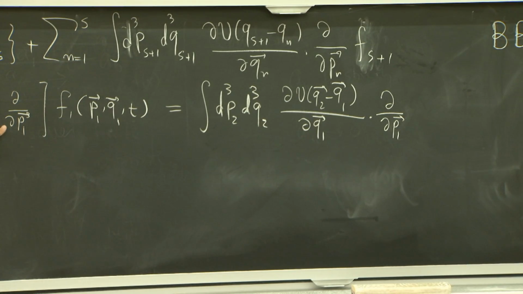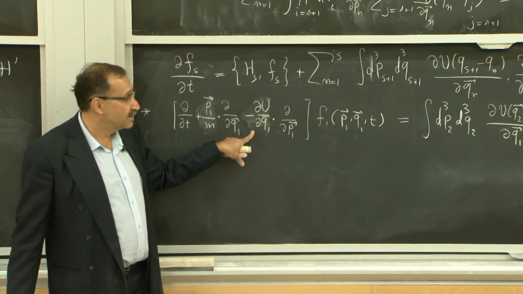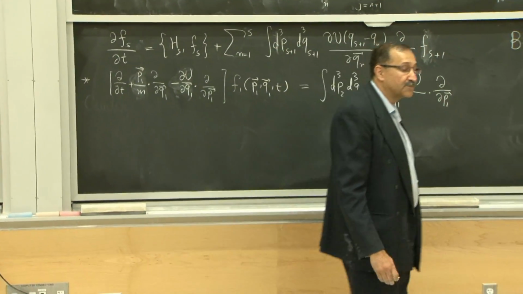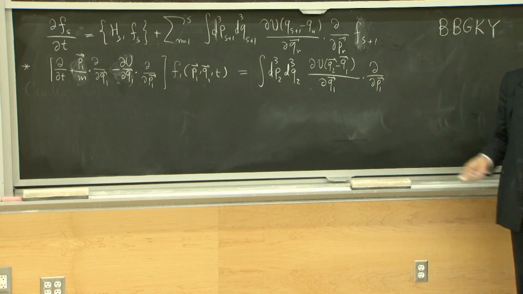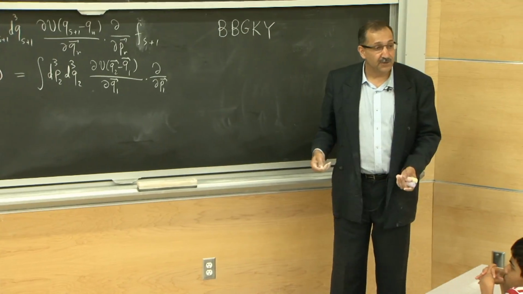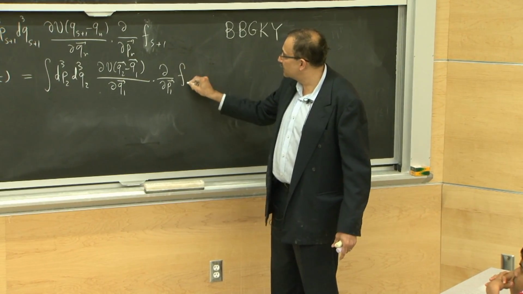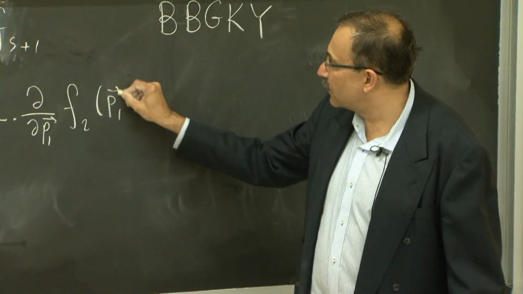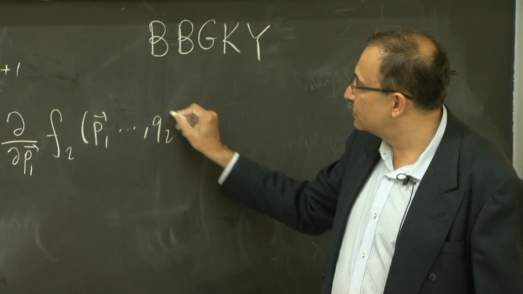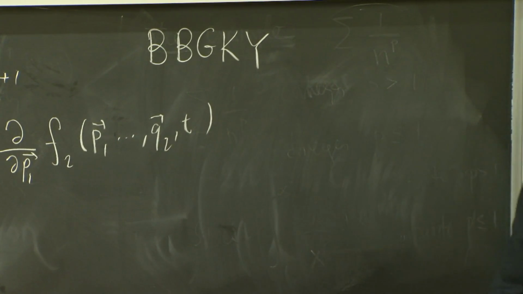So that's where this d by dp really gets not only the external force, but also the force from somebody else. But then I need to know where this other particle is, given that I know where my first particle is. So I have to include here a two-particle density, which depends on p1 as well as q2 at time t. Okay, fine.